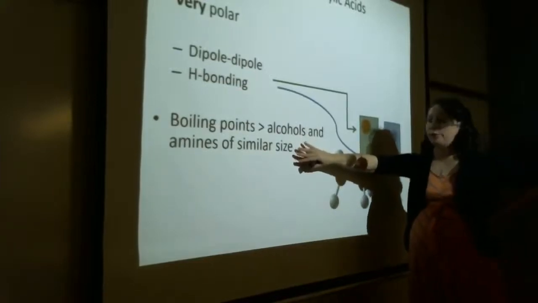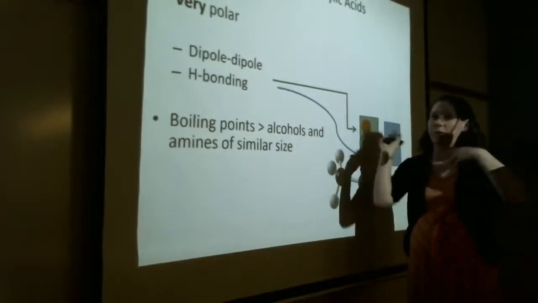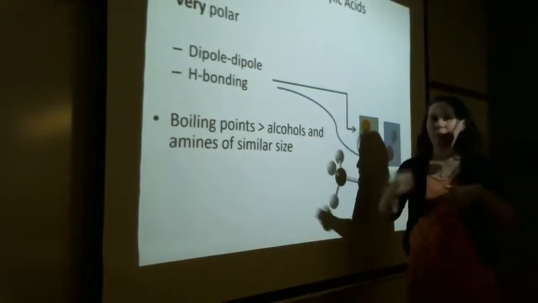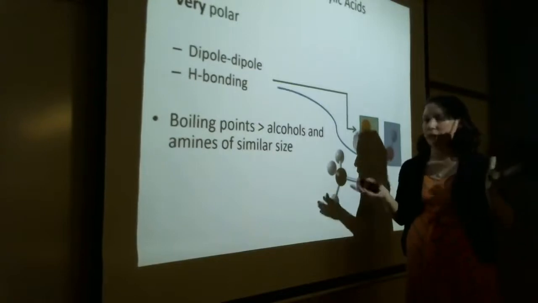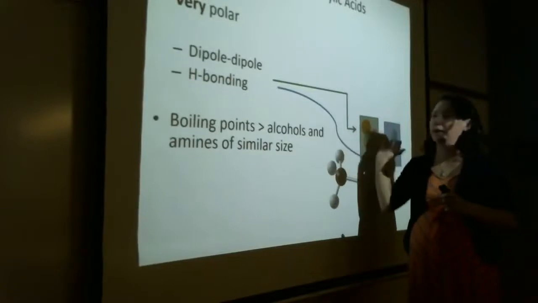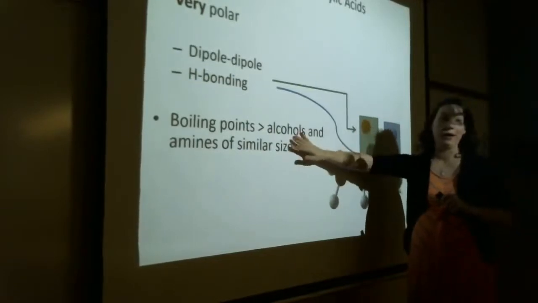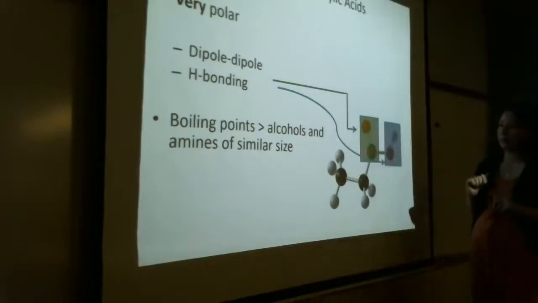If we have three or four molecules of all similar sizes, of course, right? One of them can't be part of a 20-carbon chain and the other part of a 3-carbon chain. That wouldn't be fair. But if they're all similar sizes, one's an alcohol, one's an amine, one's a carboxylic acid, and I said, who's the highest? The carboxylic acid is going to boil higher than both the alcohol and the amine.